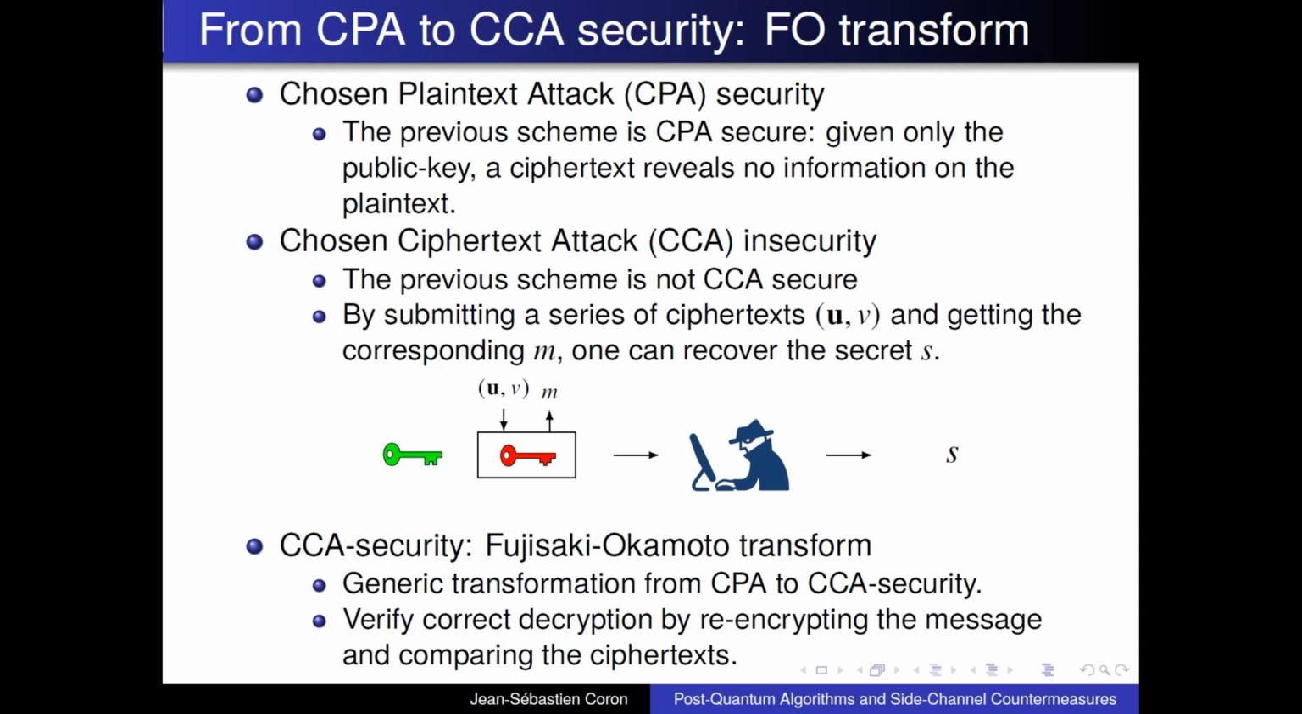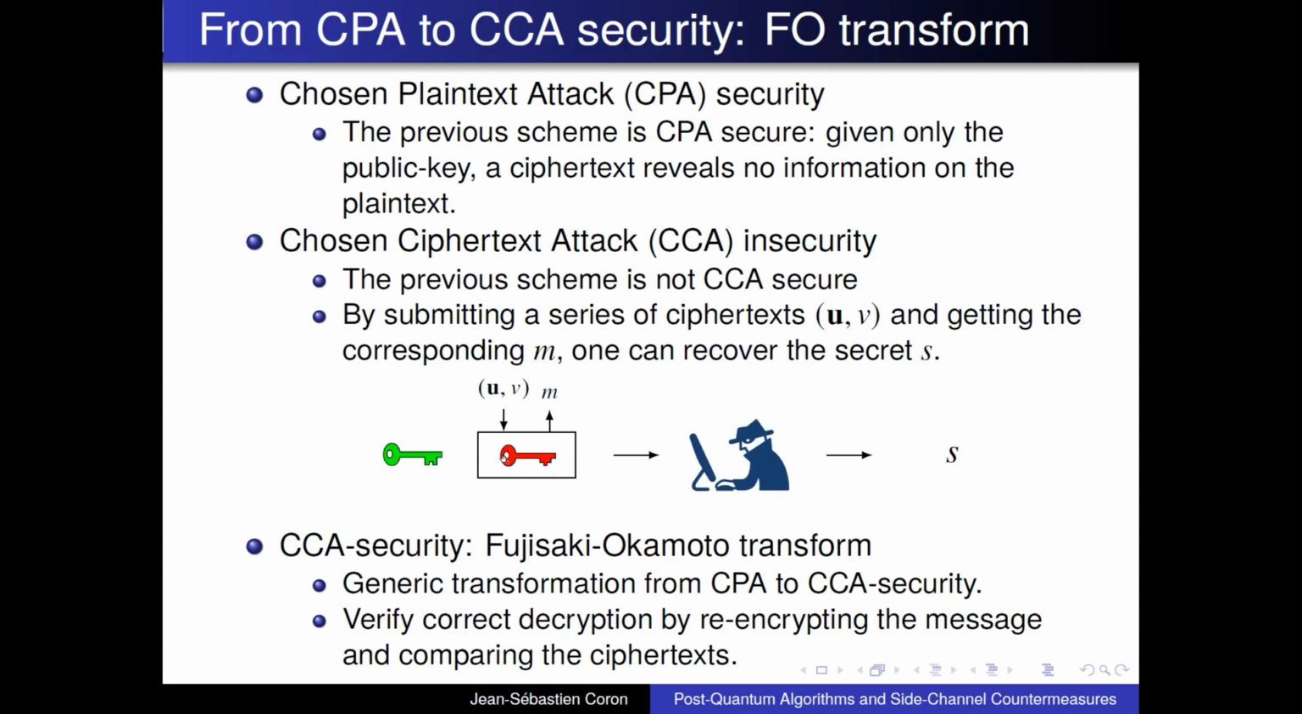So what does it mean? It means that the attacker is more powerful. The attacker can also submit ciphertexts to be decrypted. So the adversary has access to a black box in which he can submit ciphertexts, and he gets the corresponding plaintext. And of course, he knows the public key, but he has additional access to this chosen ciphertext black box.